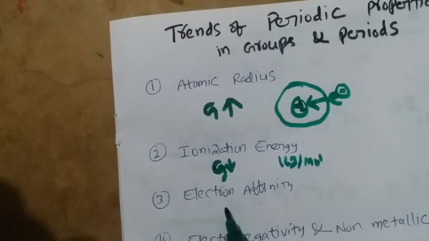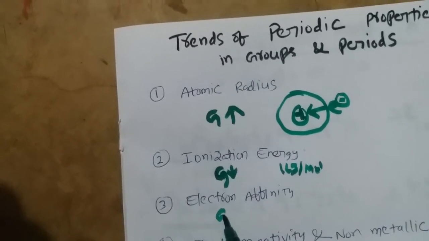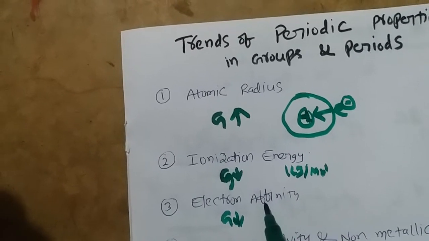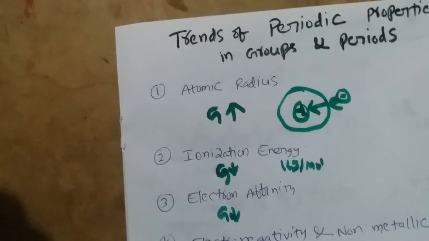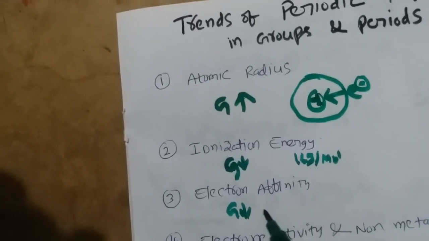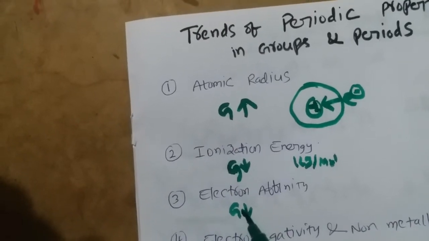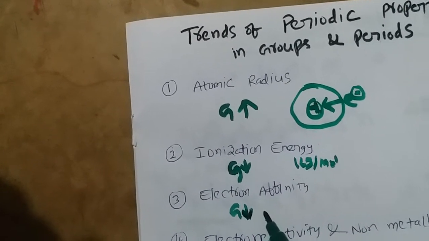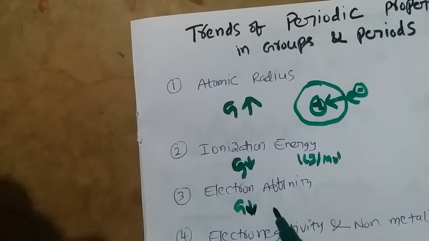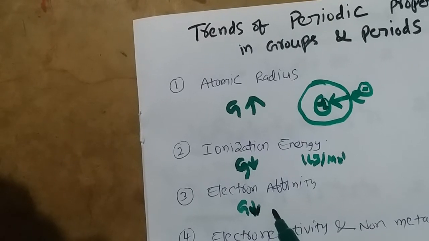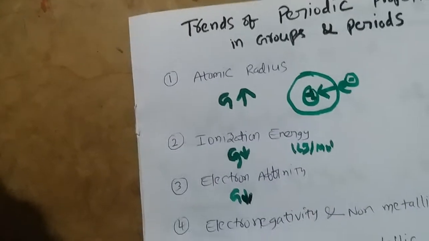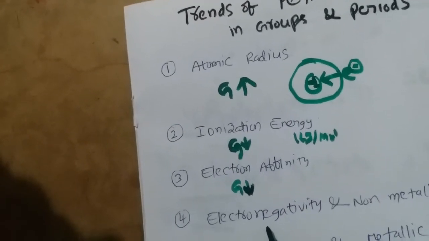Coming to electron affinity, it changes in the same way as ionization energy. Electron affinity means when we add an electron to the outermost orbital of an element, some amount of energy is released. The released energy is called electron affinity. Here also the atom must be in a neutral gaseous state when we add an electron to the atom's outermost orbit.